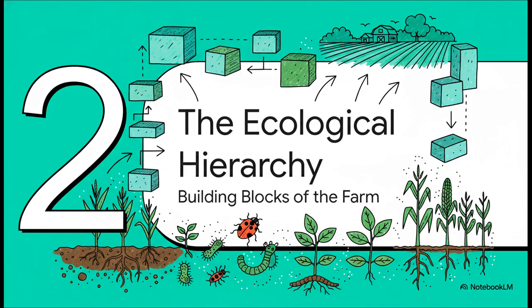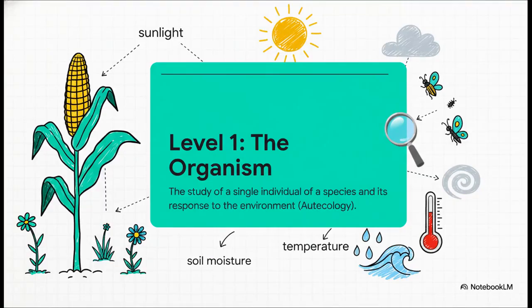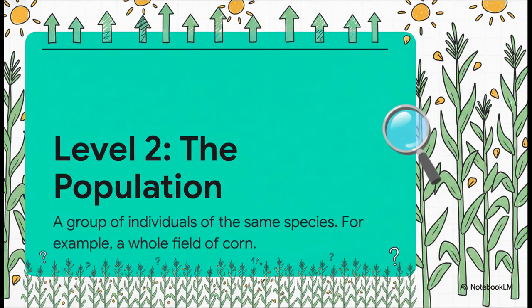All right, now we get to a really core concept in all of ecology. Just like any complex system, an agroecosystem has a clear structure. And it's built from smaller, simpler parts, all organized into what we call an ecological hierarchy. Everything starts at the most fundamental level, the individual organism. This could be one corn plant, a single pesky weed, or one tiny insect. The field that studies how this single individual responds to things like sunlight, water, and temperature, well, that's known as autoecology.